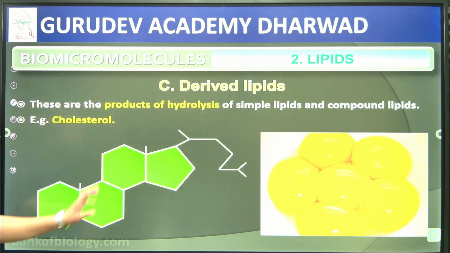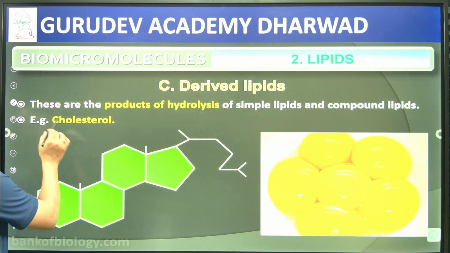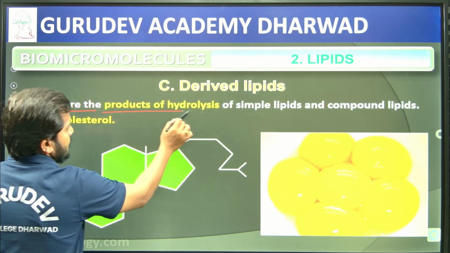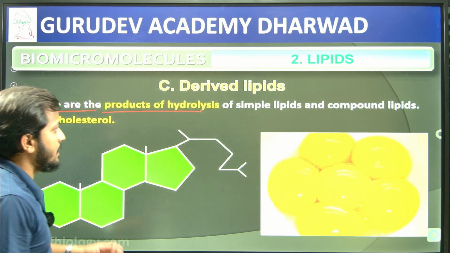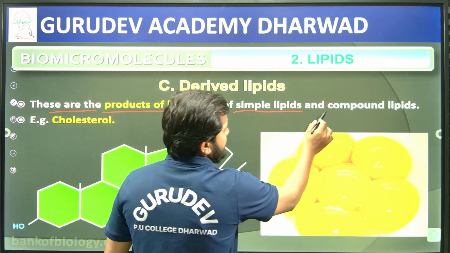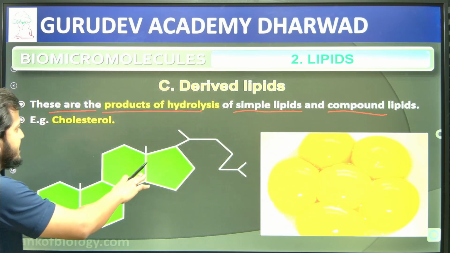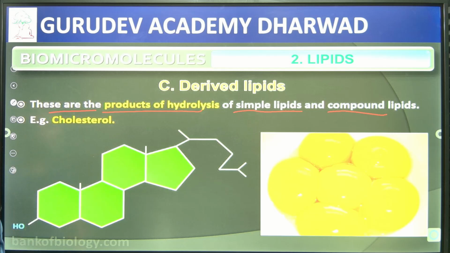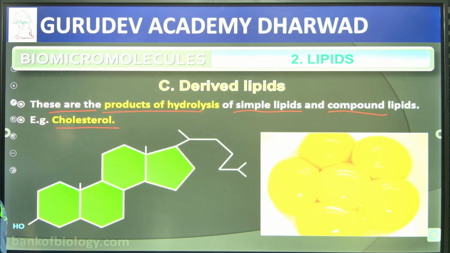Then there is something called derived lipids. These are the products of hydrolysis of some simple lipids and compound lipids. So when compound and simple lipids undergo hydrolysis, it forms derived lipids. Cholesterol is one example of this.